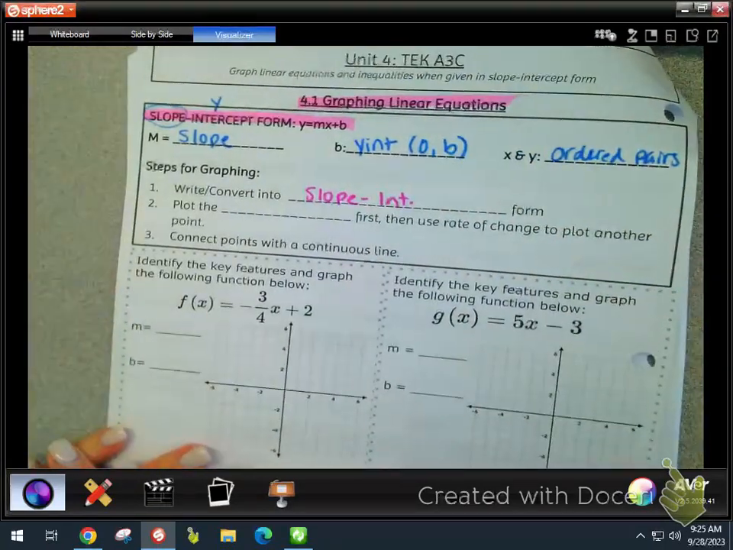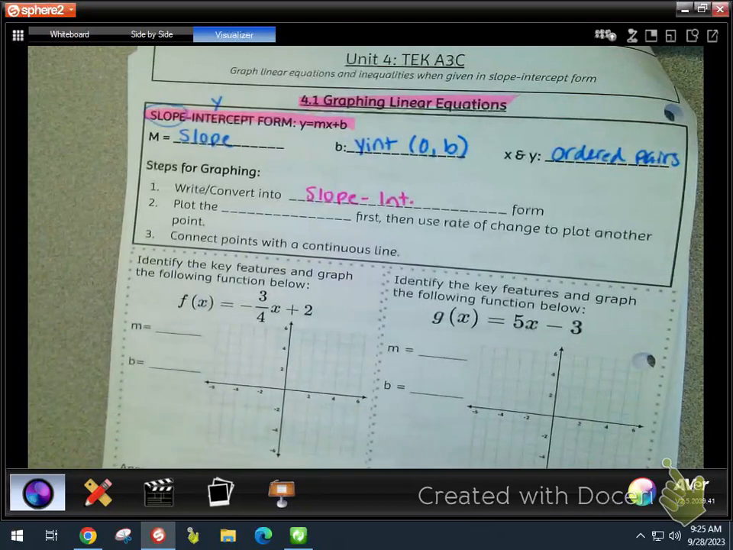Slope-intercept form, okay? Today, everything is going to be set for you. We're baby stepping it. 2 days from now, I'm going to show you how to convert because it's not always going to be that nice, but we're going to live in nice land for now. So convert into slope-intercept form.